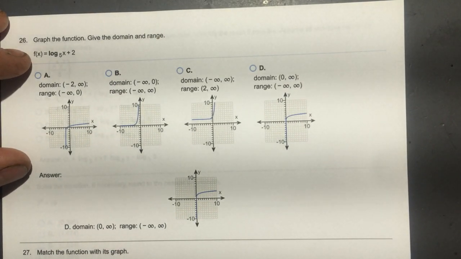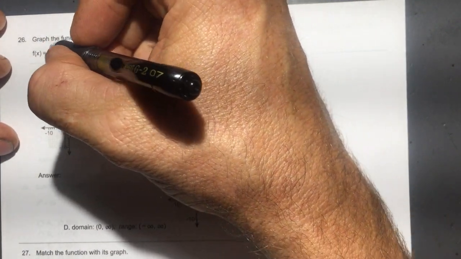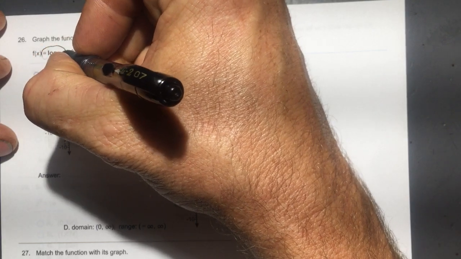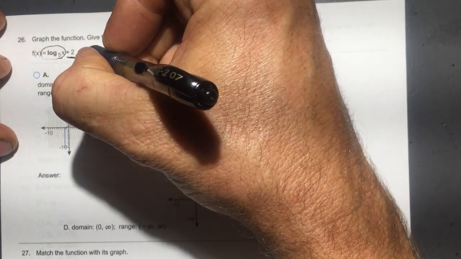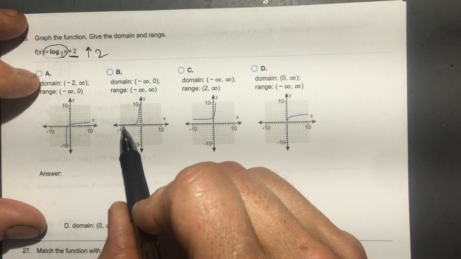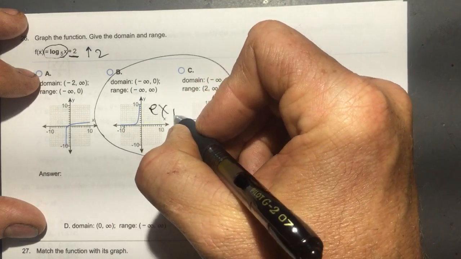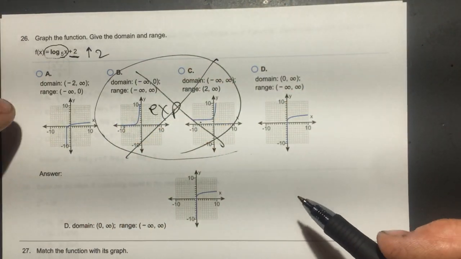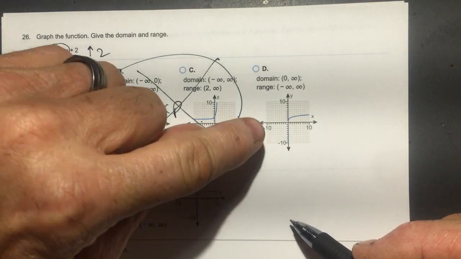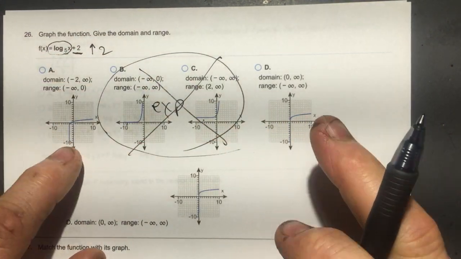Graph this function. All right, now this one has a vertical shift. So see, here's my log, but then I'm going up 2, so it's going to move it up 2. All right, so now looking at it, look here. See my tail to the left here? These are exponentials. They're not logs. See, here's a log, the tail's going down. Here's a log, the tail's going down. So it's one of these two, A or D.